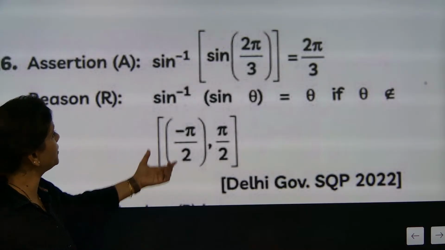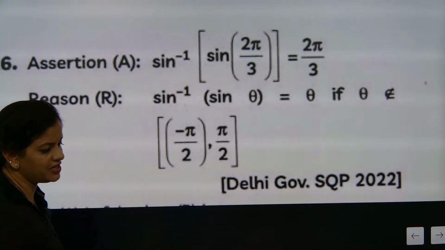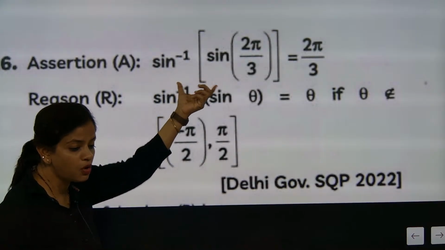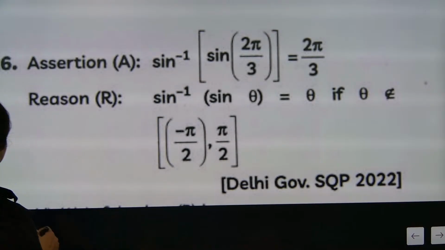First check this one out later. Sine inverse sine 2 pi by 3. Is this statement true? The answer is 110%, this is wrong. Why is it 110% wrong?